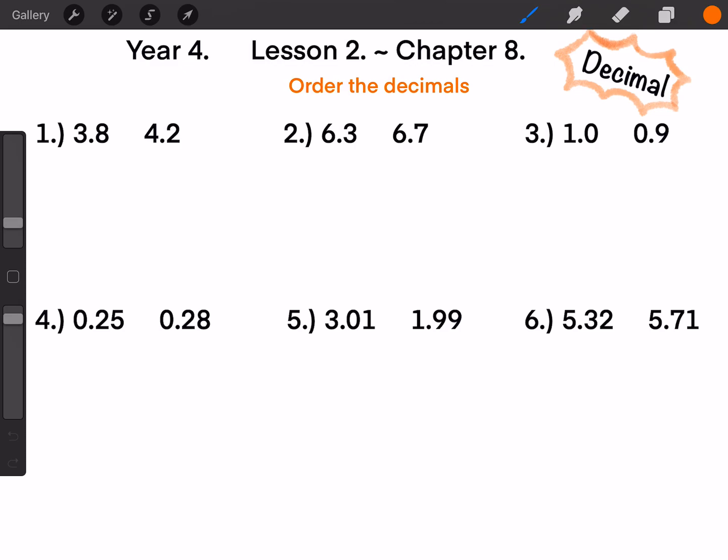In Year 4, Lesson 2, Chapter 8, we will talk about how to compare values of decimals.